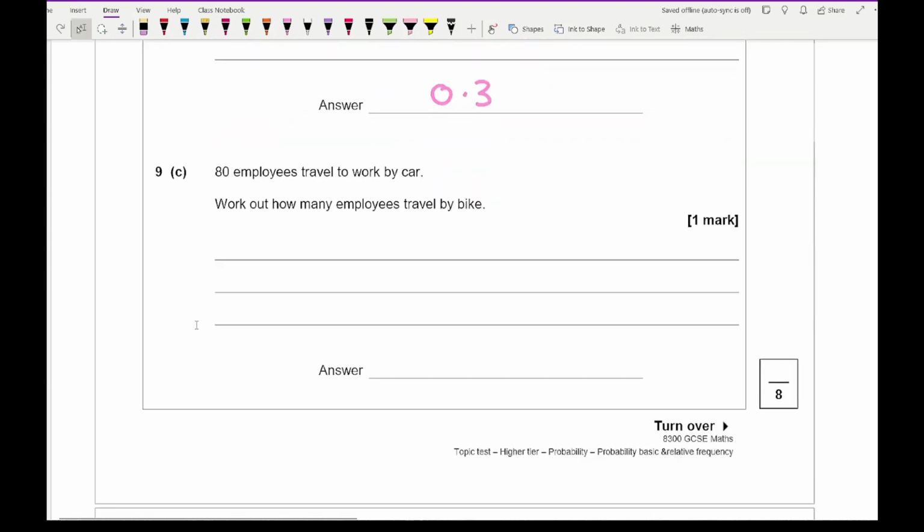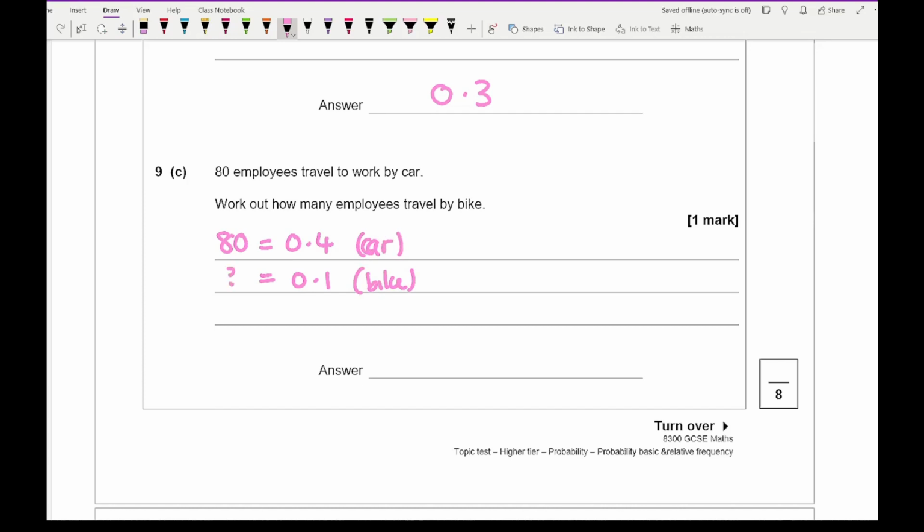Then for question 9c, it says 80 employees travel to work by car. Work out how many employees travel by bike. So if 80 equals a relative frequency of 0.4, then what I want to know is what's the frequency when, which is a bike. So that's the probability of a bike. This is a car.